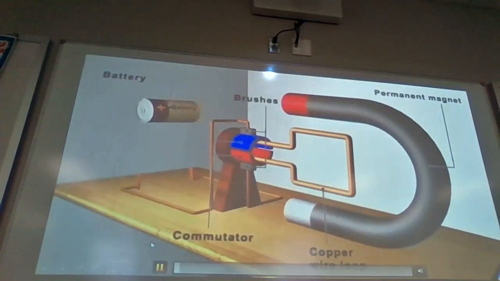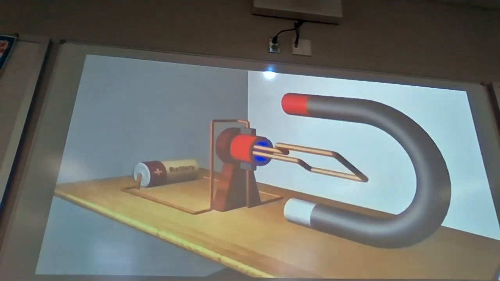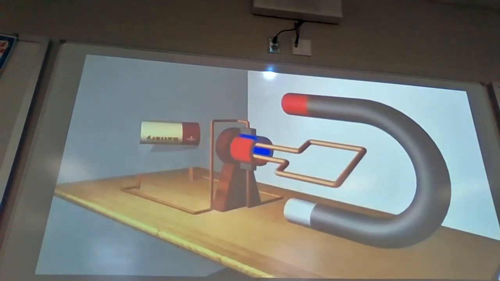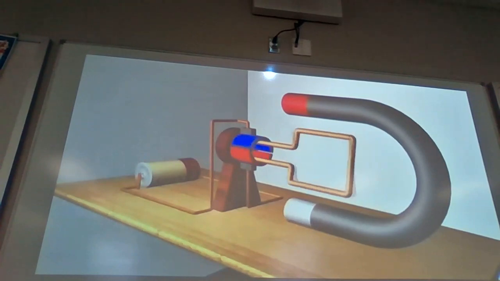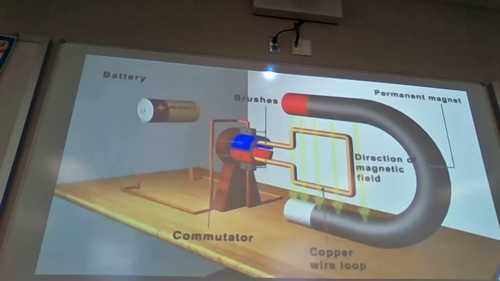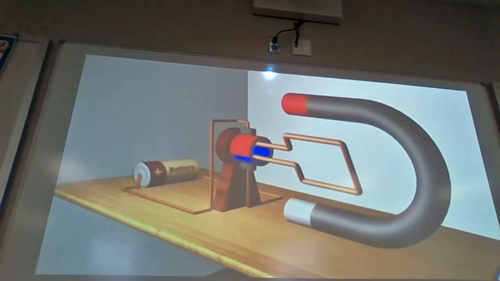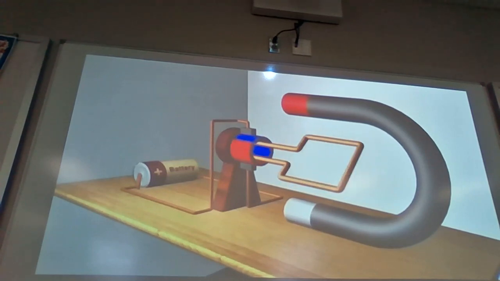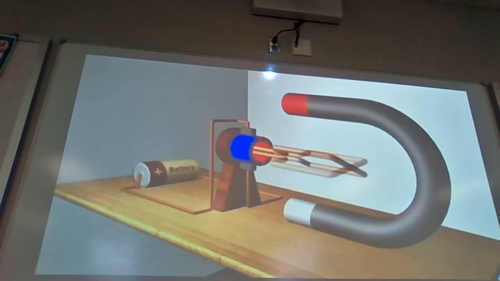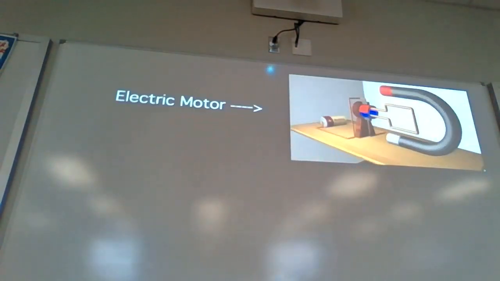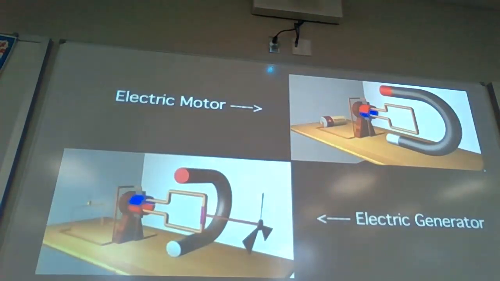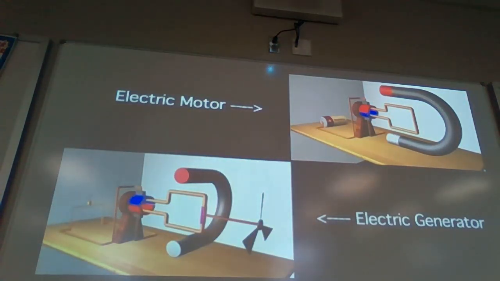Fixed to the loop of copper wire. So this is a motor. The commutator rotates freely, rubbing against the brushes. Now, when we pass current through the circuit, this creates a magnetic field around the wire, which interacts with the field of the permanent magnet to produce a rotation of the loop that looks like this. The electric motor and the electric generator are related like two sides of a coin.